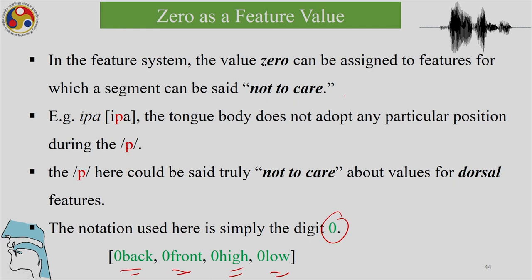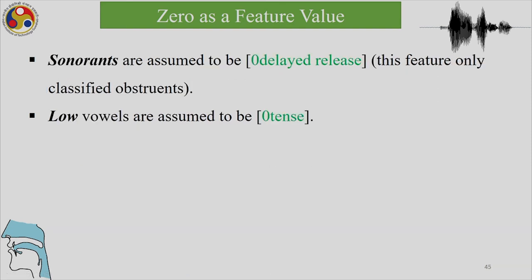So, what does null mean? It does not care. In the 0, there is assigned features, which is the feature does not matter. Sonorants are assumed to be 0 delayed release, and low vowels are assumed to be 0 tense, because low vowels never contrast for tense and sonorants never contrast for delayed release.